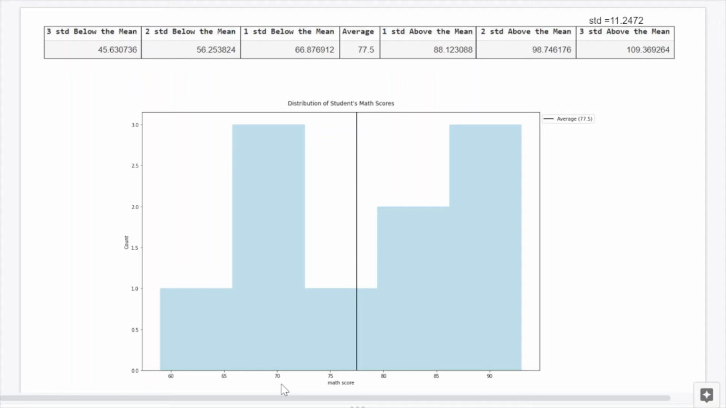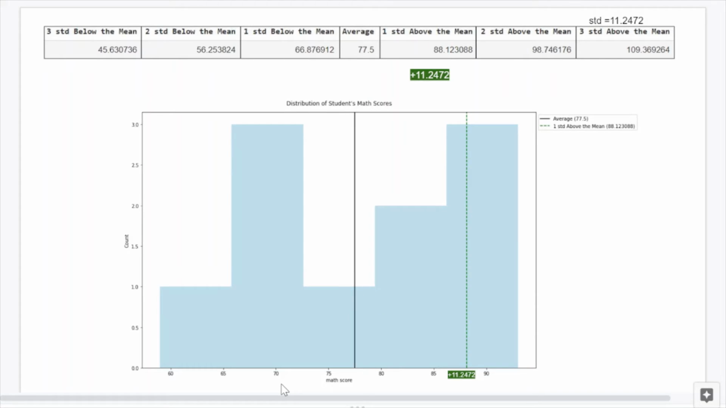So if we're starting with our average of 77.5 and we are going one standard deviation above the mean, that means we are adding 11.2472, which is adding one standard deviation. So that is going to give us 88.1231, rounded to four decimal places. So when we add one standard deviation to the graph, that's what it's going to look like with that green dashed line.